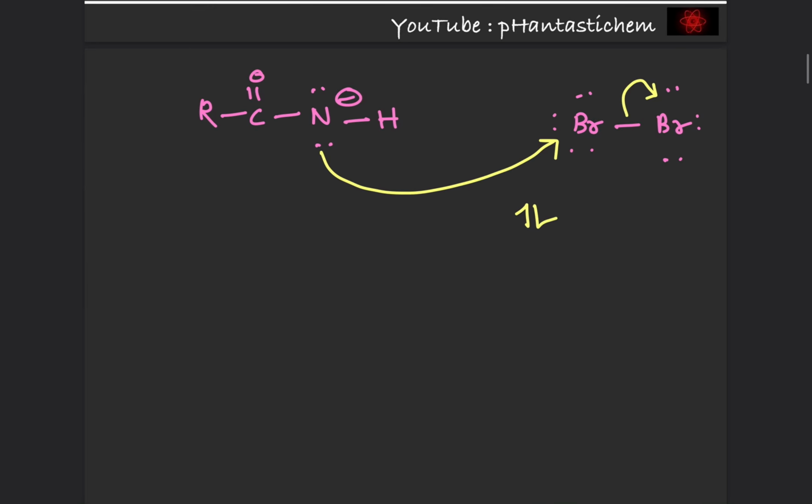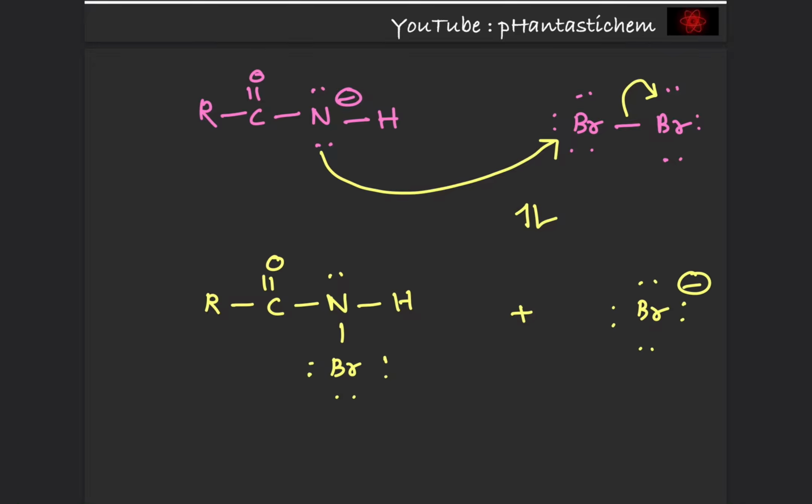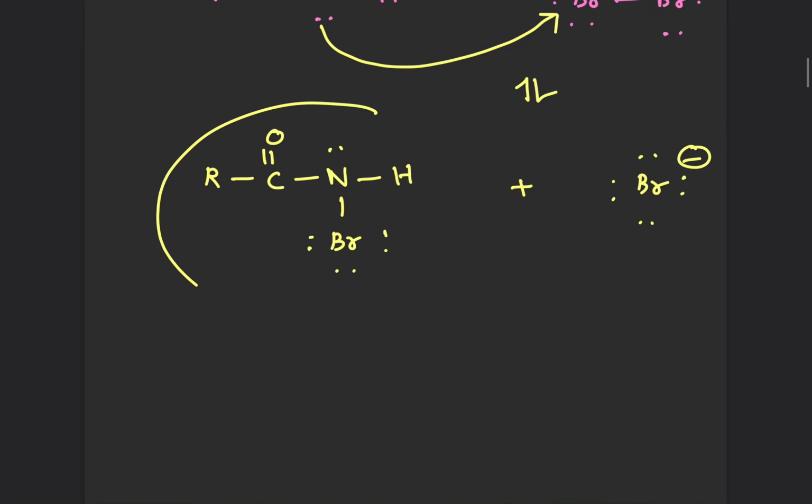So therefore we are left with RC double bond O, NH, and this nitrogen, since it has formed a bond with this bromine, will have a new N-Br bond, and obviously the other bromine will exist as a bromide ion, Br with a negative charge. This in general is known as N-bromamide.